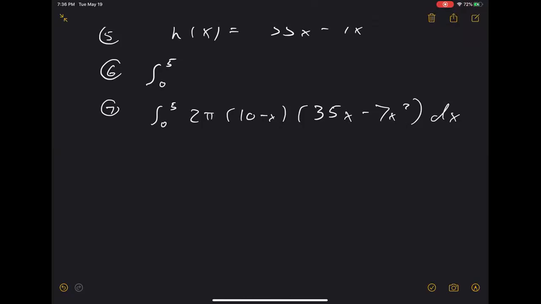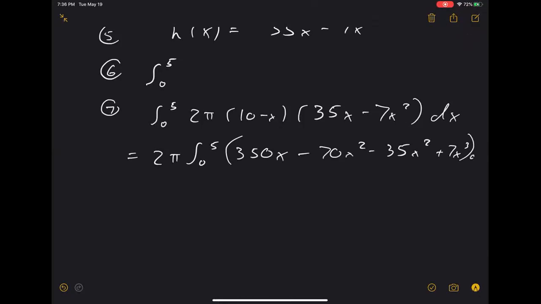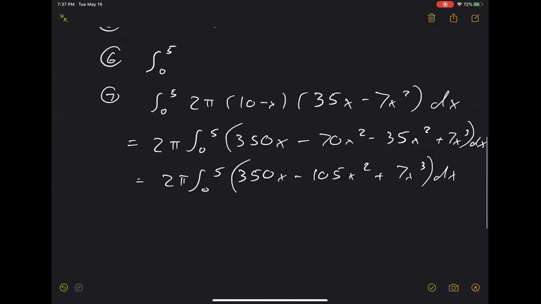First thing I'm going to do is pull out the 2 pi just so I don't have to worry about that until the end. And then I can multiply these expressions together. Simplify. And once I simplify, I should get this. And then what do I need? Now I can integrate.